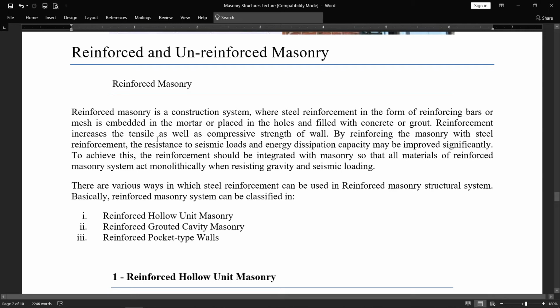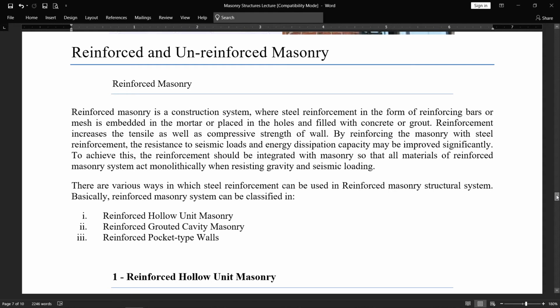Reinforcement increases the tensile as well as compressive strength of the wall. By reinforcing the masonry with steel reinforcement, the resistance to seismic loads and the energy dissipation capacity may be improved significantly. To achieve this, the reinforcement should be integrated with the masonry so that all materials of the reinforced masonry system act monolithically when resisting gravity and seismic loading.